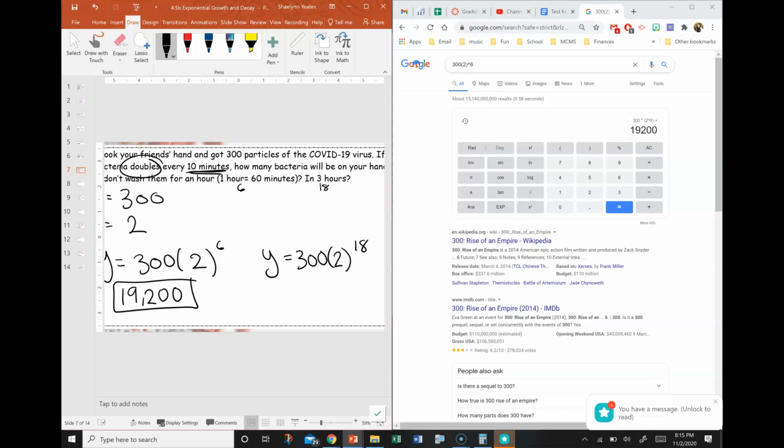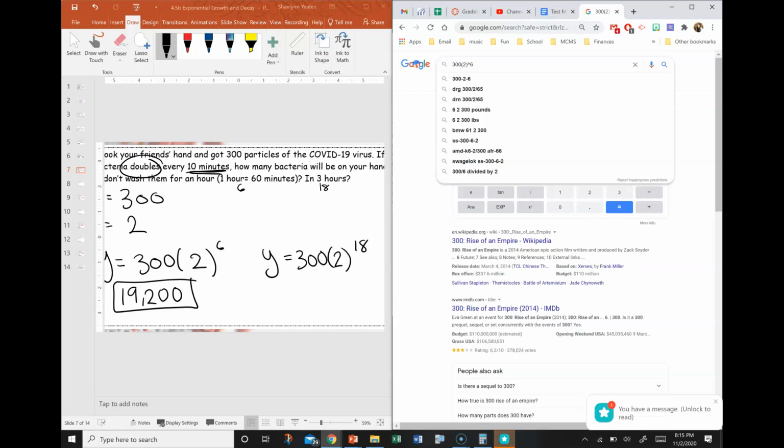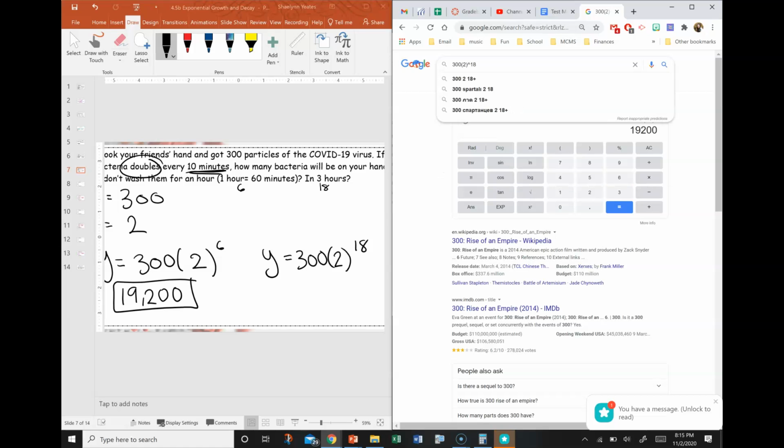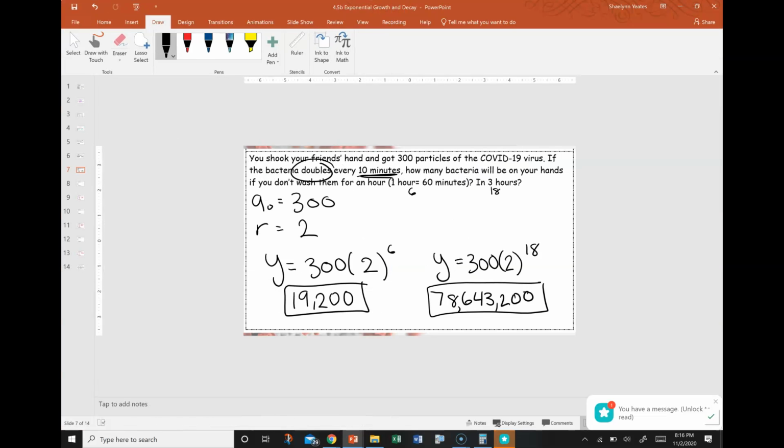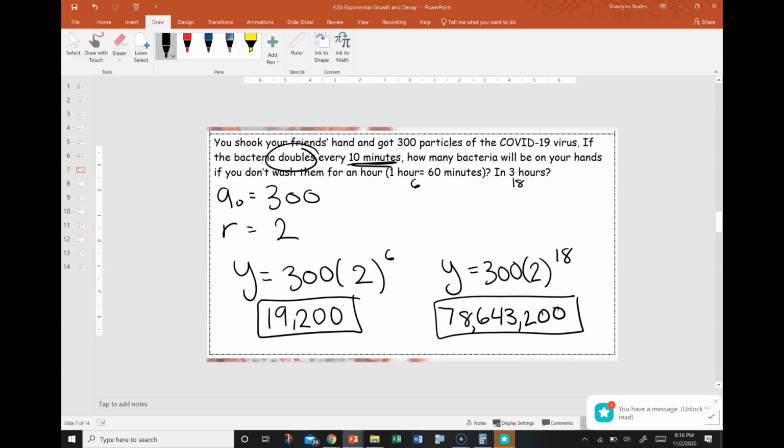That's a lot. Please wash your hands, people. Even though this isn't real, still it's gross. Okay, now we change the 6 to an 18. We hit enter. Oh, that's a lot. 78,643,200. That is not the worst. It could be much, much worse. It's not great, though. 78 million bacteria? That's a lot.